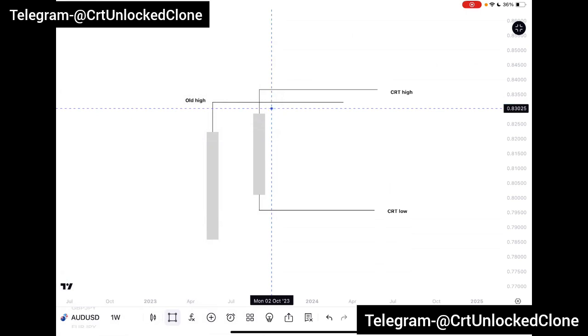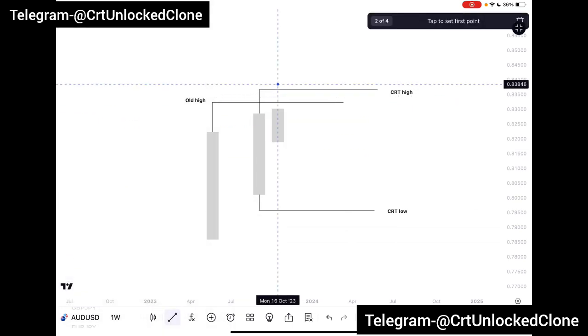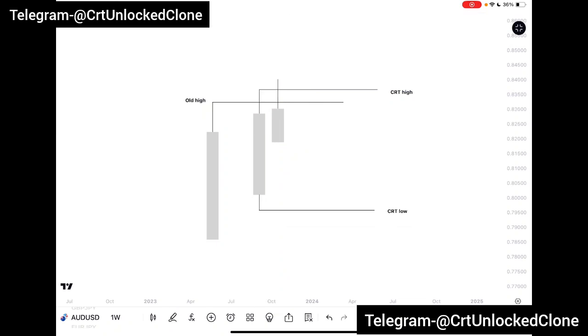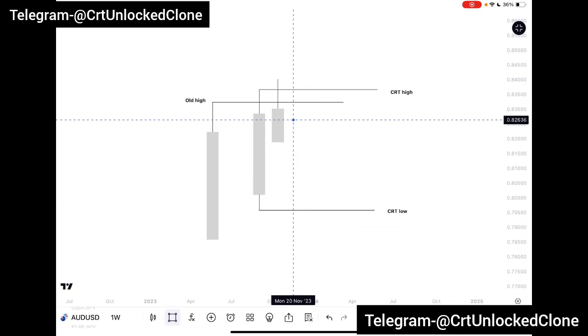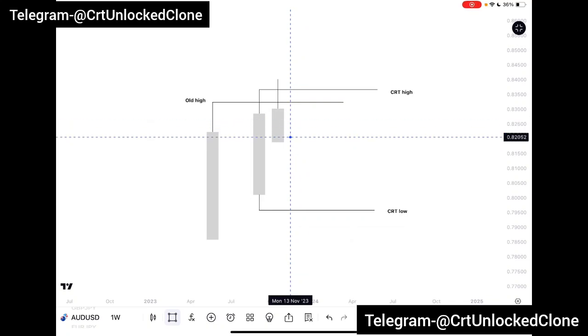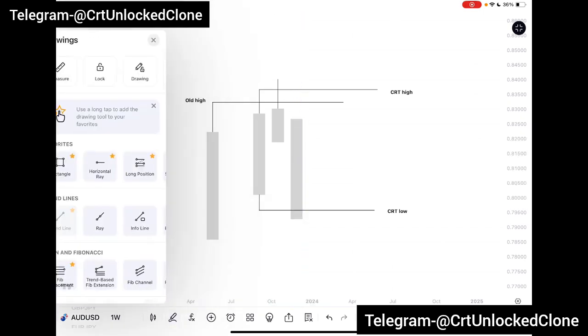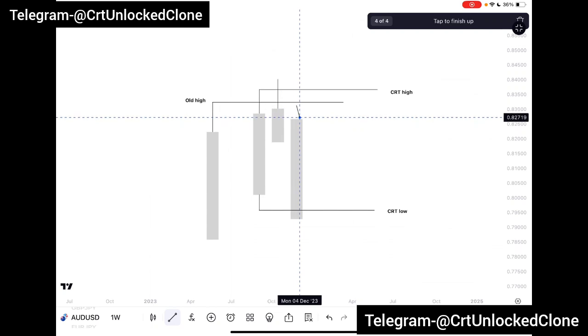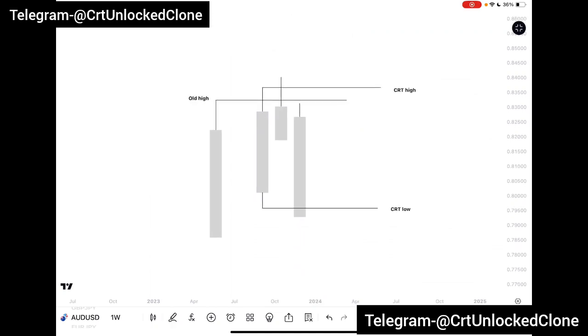Now, this is the manipulation candle which purged the high of the CRT candle. And now the third candle is the distribution candle. So now this is the distribution candle. So now here we got a scenario.